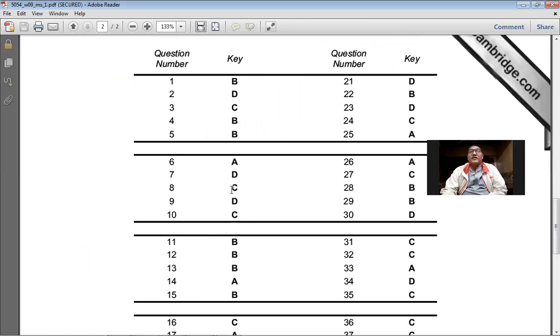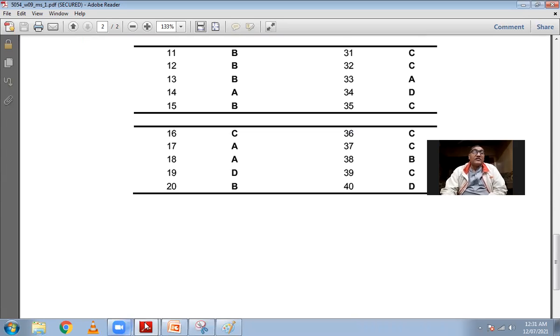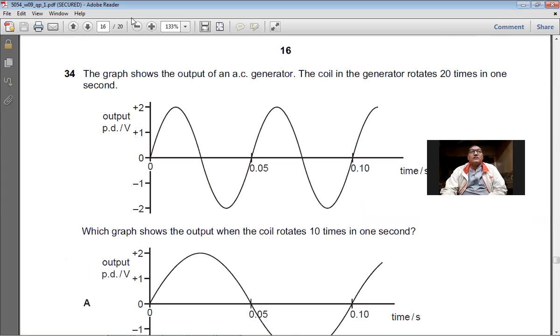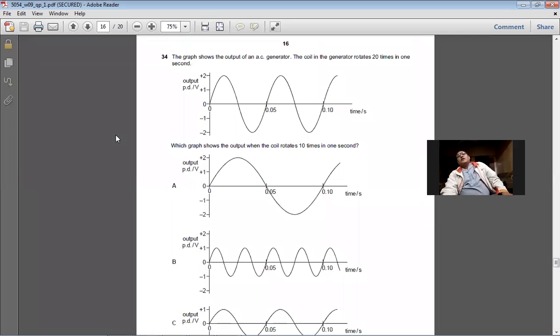Question number 33. A is the right answer, sir. Question number 33. Here it says the graph shows the output of an alternating generator. The coil in the generator rotates 20 times in 1 second. In 1 second, it rotates 20 times.